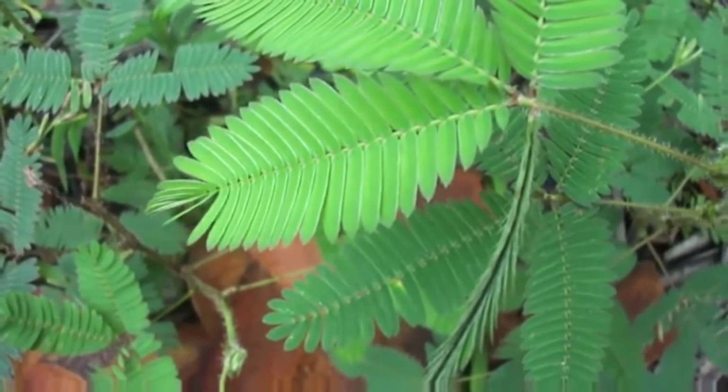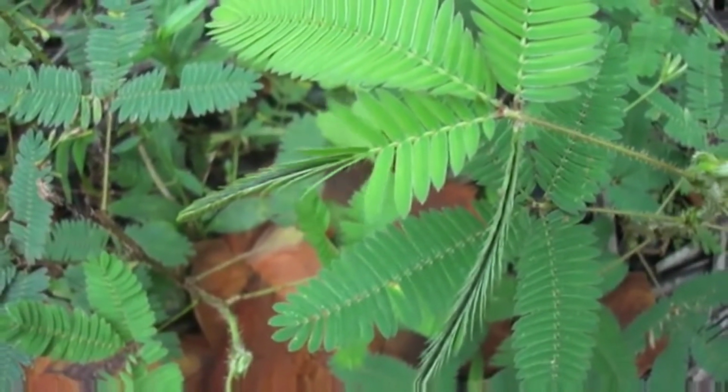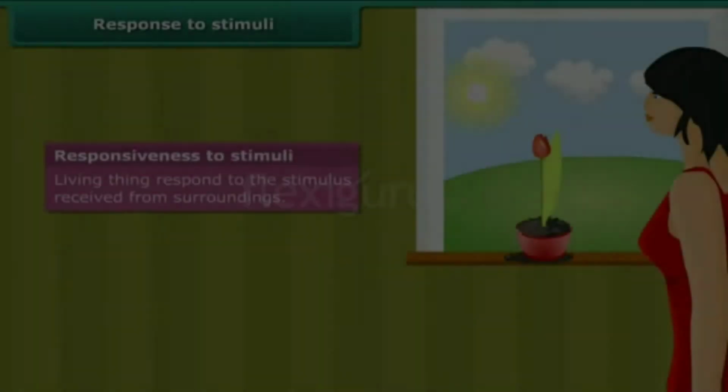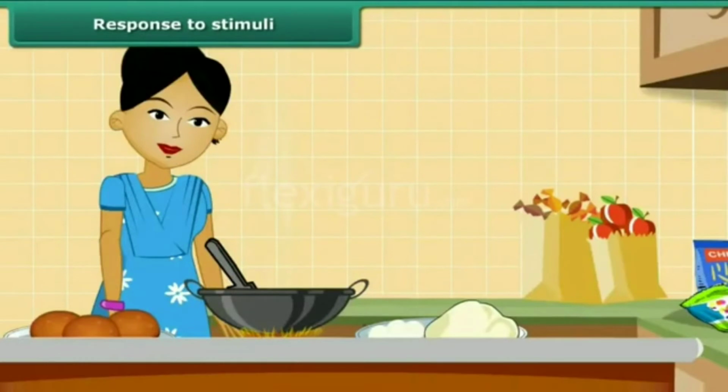Responsiveness to stimuli. See this video. You can observe how the leaves of the mimosa plant respond to stimuli. When you place a plant near a window, you observe that the plant tends towards the light and the window. This characteristic is called responsiveness to stimuli. Similarly, when we touch a hot pot, a spontaneous reaction is to pull the hand back.